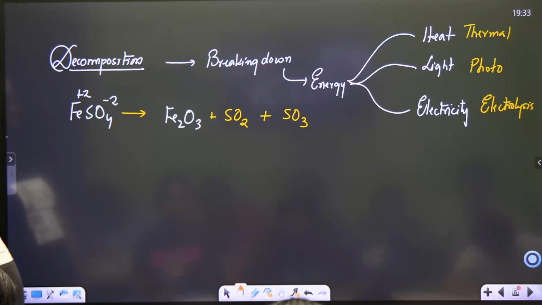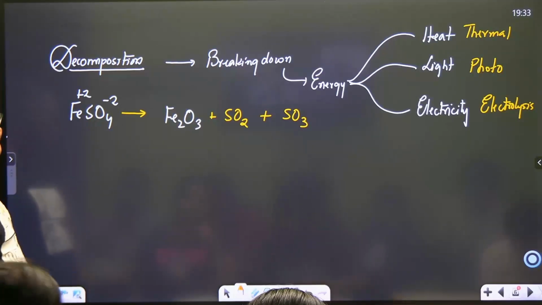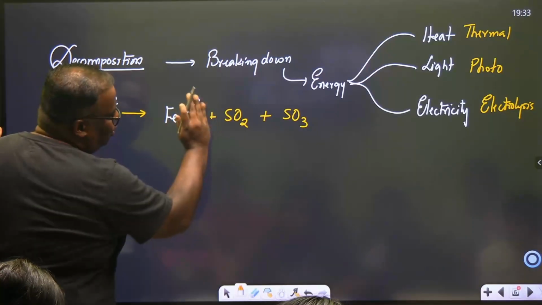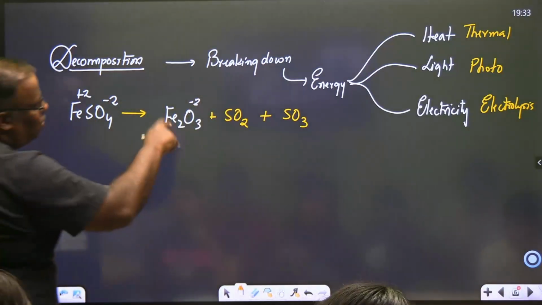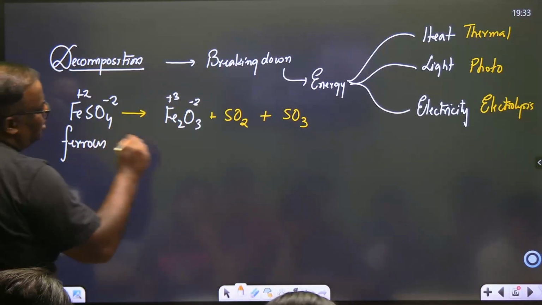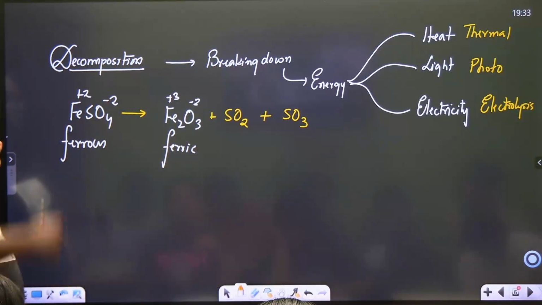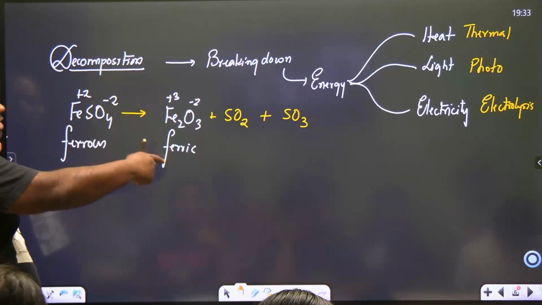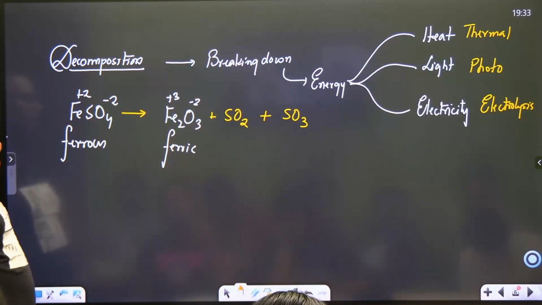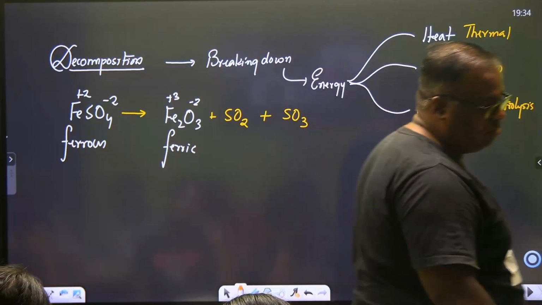This is there in your book, so some questions might be asked from this particular equation. Now, sulfur is -2, so iron is +2. And look here, oxygen is -2. Overall, how much is it? -6. Two of them, so this is +3. So this will be known as ferrous. This will be known as ferric. So ferrous sulfate is getting heat to produce ferric oxide, and will produce sulfur dioxide and sulfur trioxide. Now when you see ferrous sulfate as a salt, it won't come as ferrous sulfate.